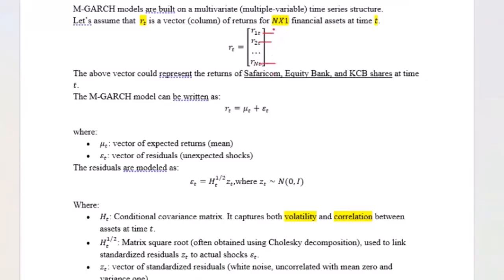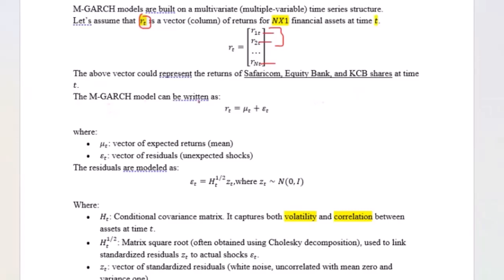For our case, we are using Safaricom and Equity Bank, so we'll have the first two. R_1t will be the return of Safaricom at time t. R_2t will be the return of Equity at time t. So we have 2. So that is the first vector, R_t. The above vector could represent the returns for Safaricom and Equity Bank and even KCB if they are 3. So you can have R_3t, whereby 3 will be KCB at time t.